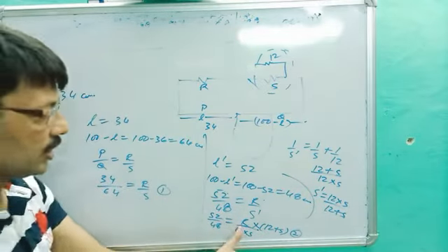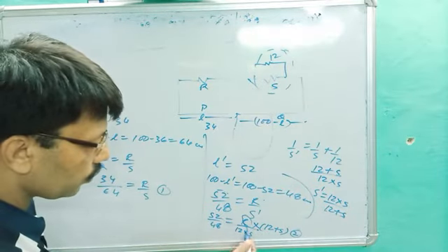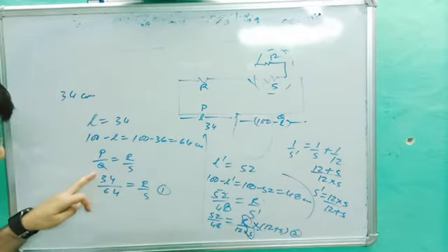We are getting equation first and second. So R upon S is given to you. What is the value of R upon S? R upon S is given as 34 upon 64.